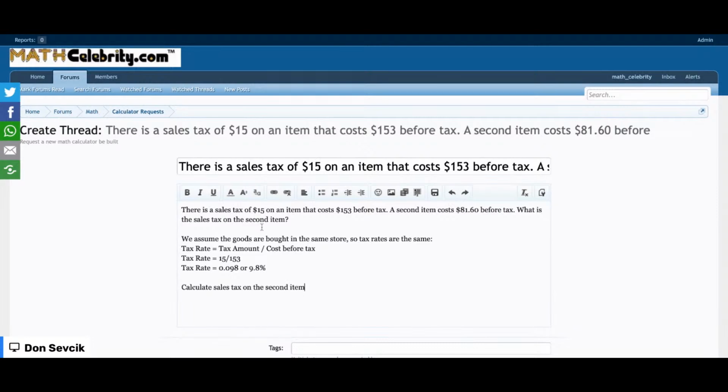Now we have the tax rate that's charged in this store in this particular state or country. We carry that tax rate over to the second item that was purchased. Sales tax equals cost before tax times tax rate. On each good, you're going to pay a percentage of that in tax. I'm going to use the decimal. You could use 9.8%, but I like the decimal. Sales tax equals, I'm going off camera into my calculator. And we got this.